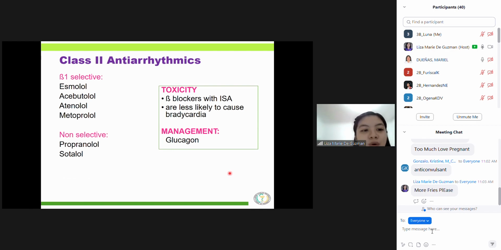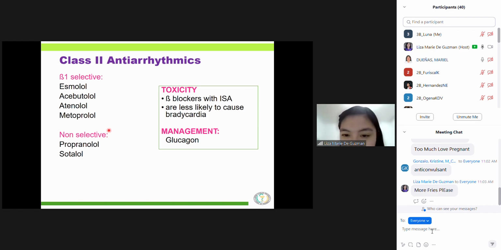Take note, although esmolol, esbutalol, atenolol, metoprolol are selective to beta-1, high doses of the said drugs can actually lose their selectivity. Although they are beta-1 selective, their effect is only limited to the beta-1 receptor. But if you administer high doses during overdose, they can even lose their selectivity. So that's the problem with beta-1 selective. They can lose their selectivity.